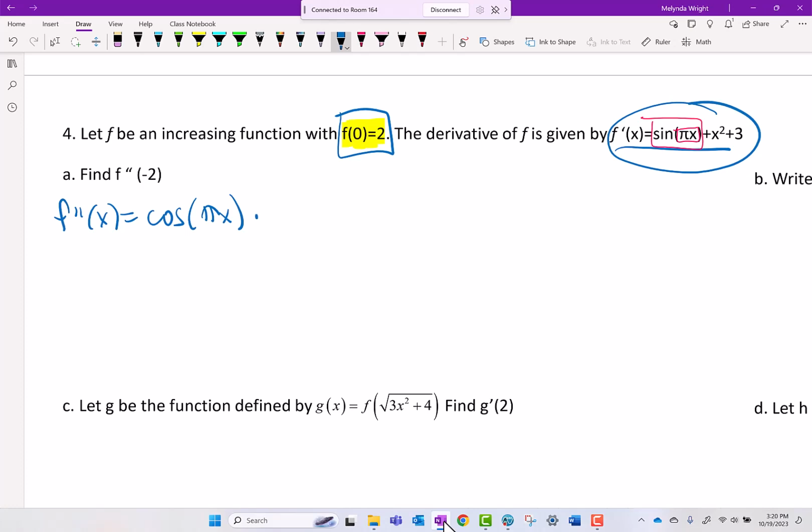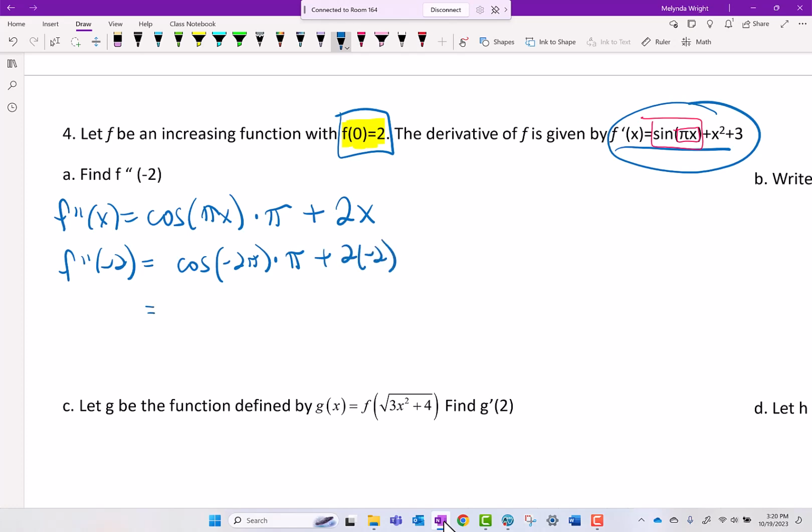What's the derivative of pi x? Pi, right? What's the derivative of 3x? 3. It's the same kind of thing. Okay, plus. The derivative of x squared is 2x, and the derivative of 3 is 0. Okay, that's not too bad. So now we just need to stick a negative 2 in there, and then we're good to go. So cosine of negative 2 pi times pi plus 2 times negative 2.